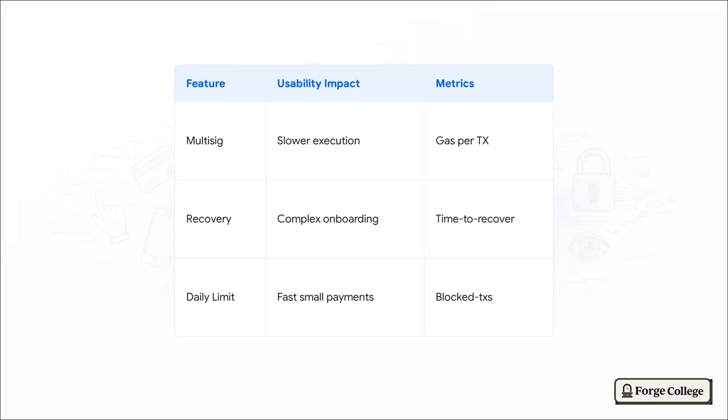Notice how this engineering spec sheet outlines the real mechanical costs here. If you add a multi-signature requirement, boom, you immediately increase approval latency and gas costs per transaction. Decide to add social recovery, great, but you suddenly make onboarding way more complex for a new user. Even a simple daily limit can cause frustrating false blocks for legitimate users trying to spend their own money. These aren't just abstract ideas, they are hard, measurable metrics you absolutely must track.